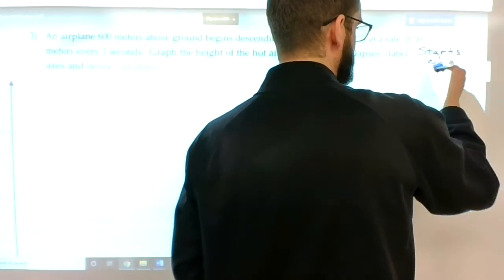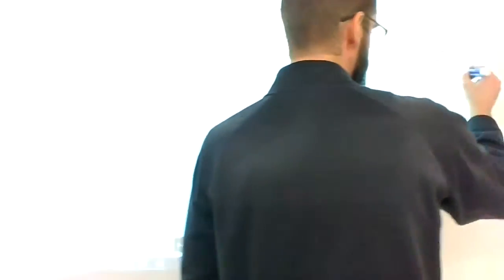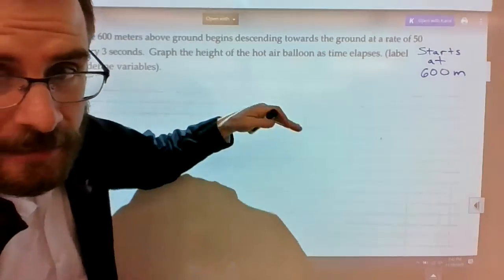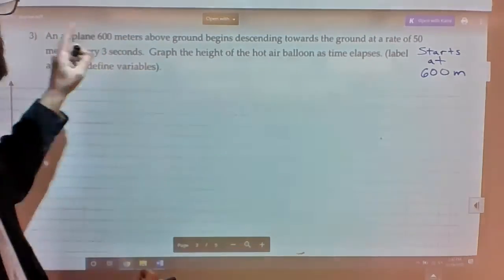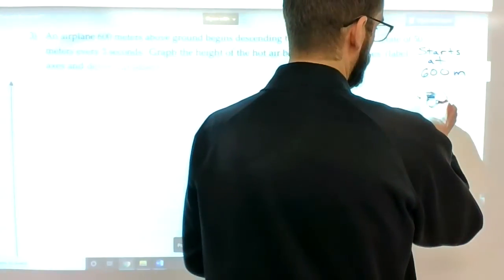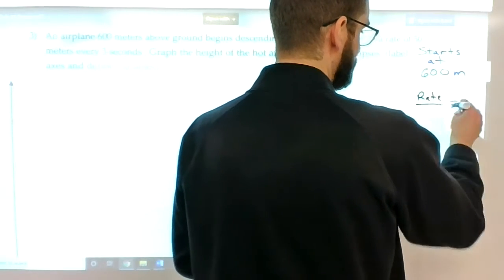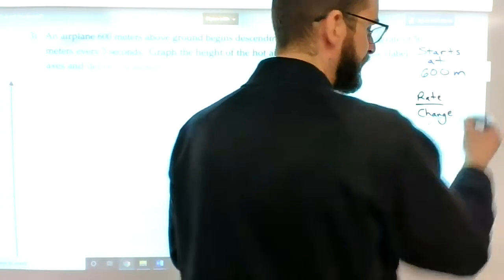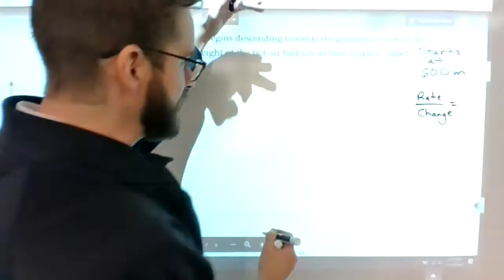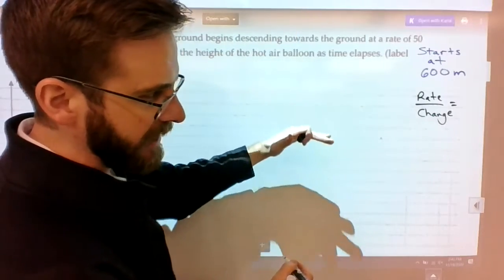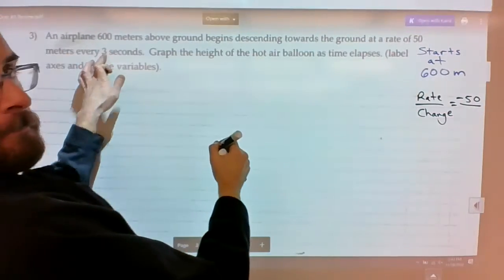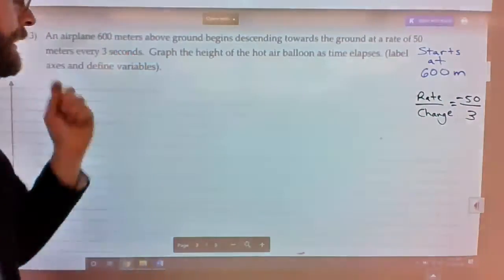Starts at 600 meters. Yeah? And it begins descending towards the ground at a rate of 50 meters every 3 seconds. This was pretty straightforward. Rate of change. I always like to write it as a fraction to remind ourselves that it should be a fraction. Descending means that 600 meters is getting lesser and lesser and lesser. Negative 50 over 3.